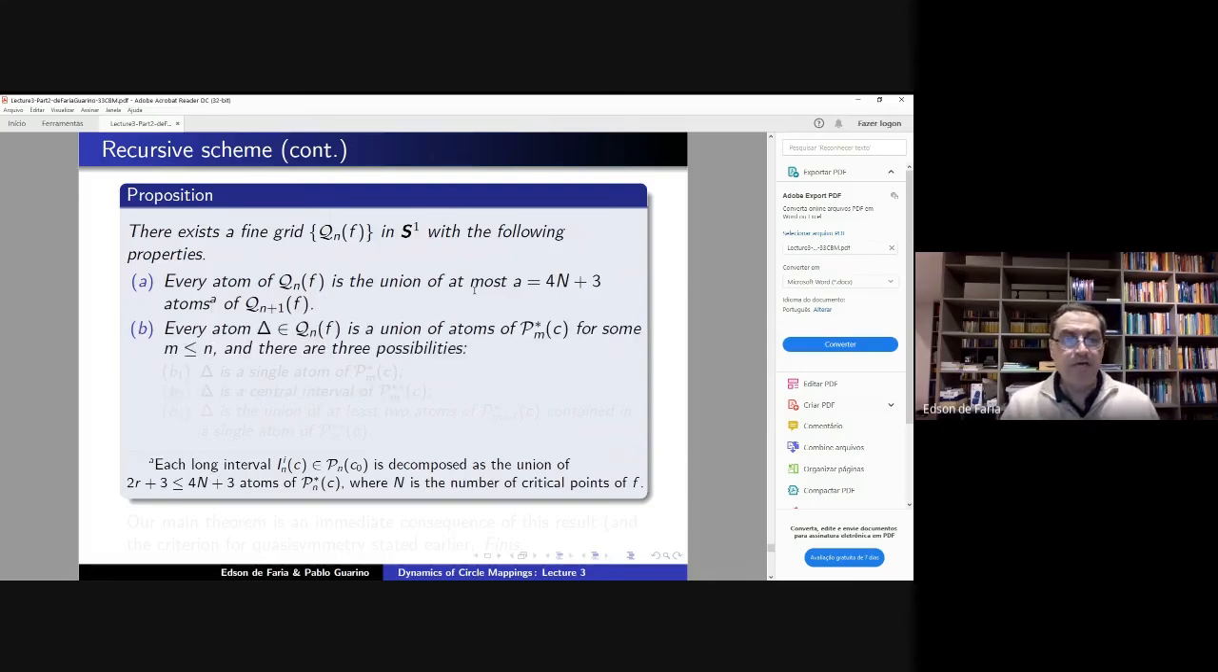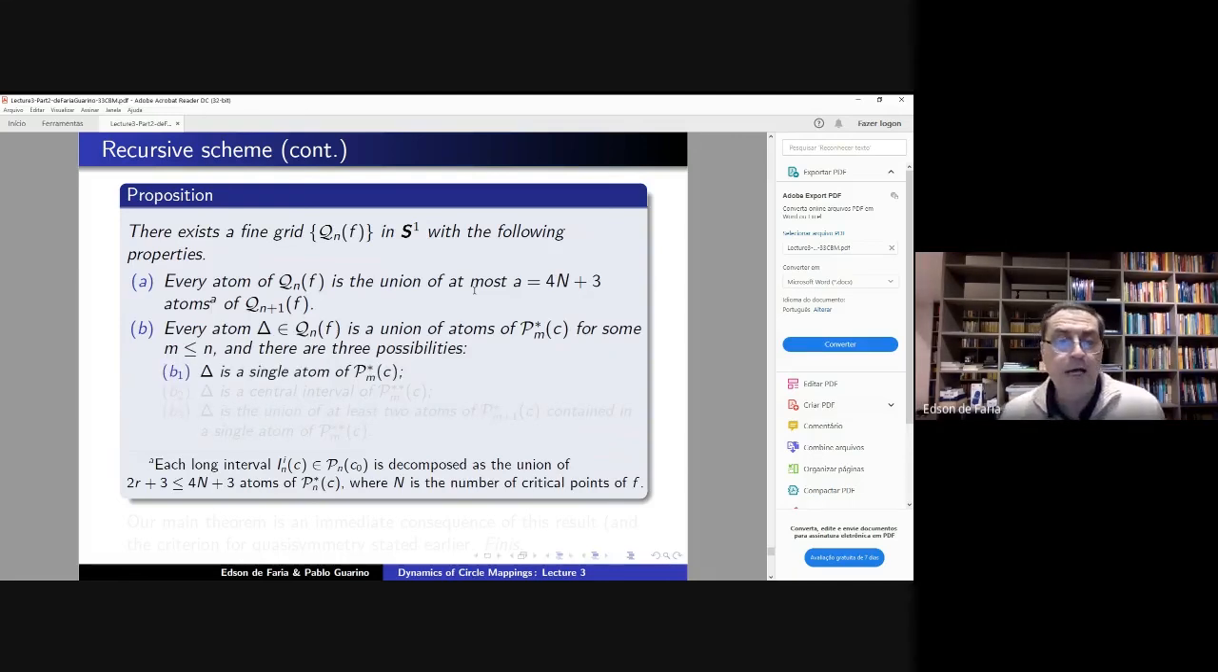And more importantly, every atom at level n is the union of atoms of Pm star for various values of m less than or equal to n. So you don't use just one level of the Pns or the Pn stars. You use various levels, okay? To form Qn, you use various levels m less than or equal to n. Each atom at level n is the union of atoms of Pm star of C for various values of m less than or equal to n.